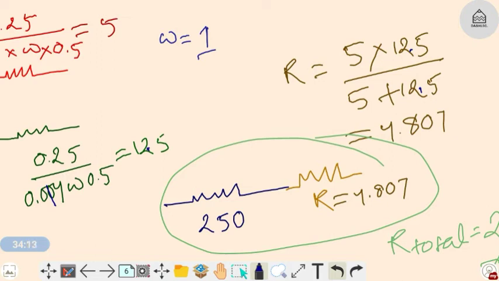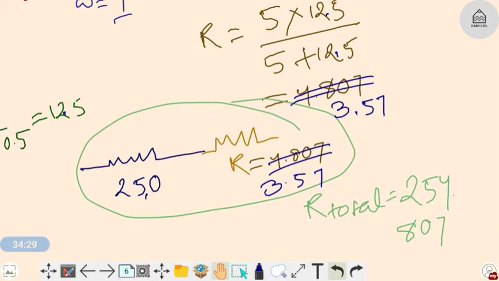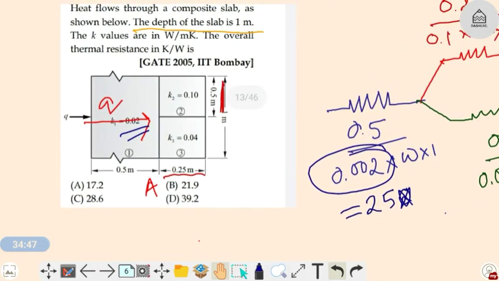Okay, this is 3.57, and this is 25. So the total will be something around 28.57. Okay, so 28.57 is the answer, sorry for my mistake. Now let's move to the next question.